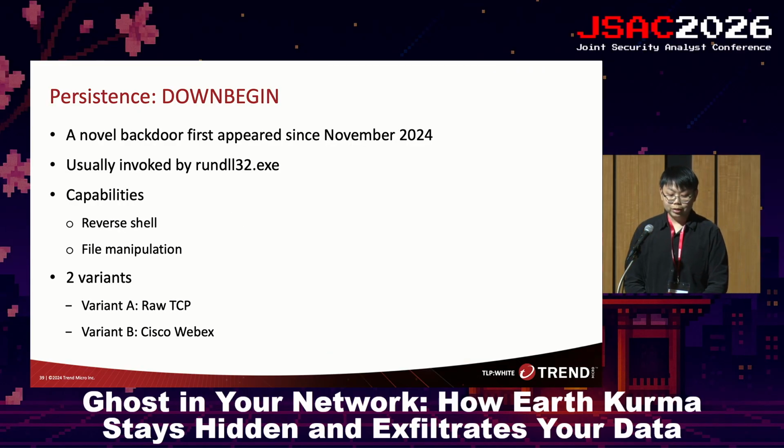Let's take a look at the interesting backdoor downbegin. So it's a novel backdoor first appeared since November 2024, and it's usually invoked by rundll32. It has capabilities like reverse shell or file manipulation. And it also comes with two variants. Variant A was based on raw TCP. Variant B is based on Cisco WebEx.